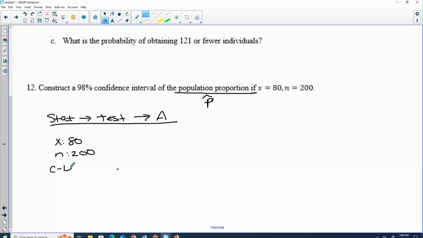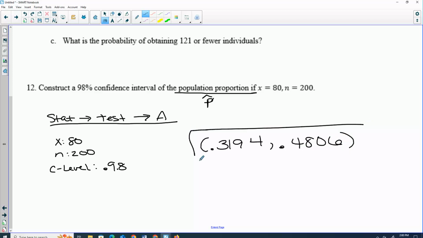The C level, 0.98 because it was 98%. And so then it tells me my interval is 0.3194 to 0.4806, depending on how you round.